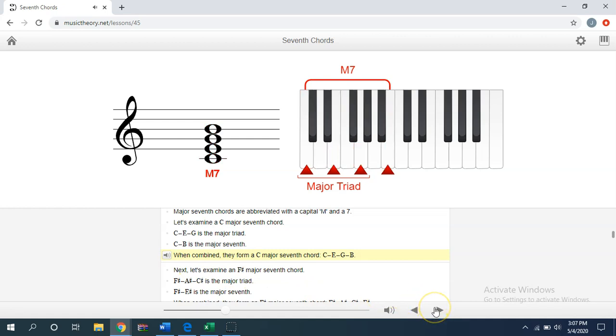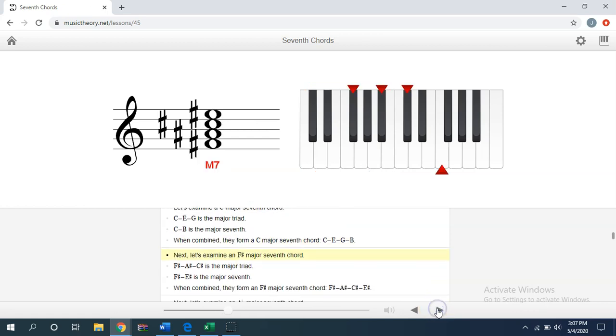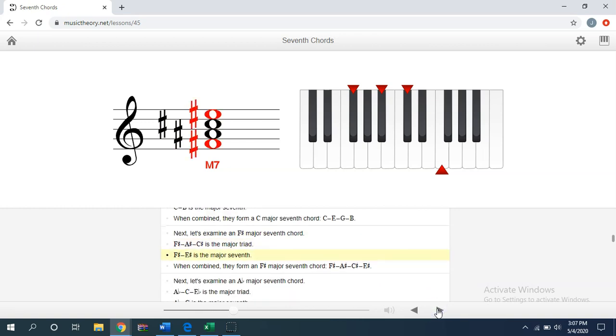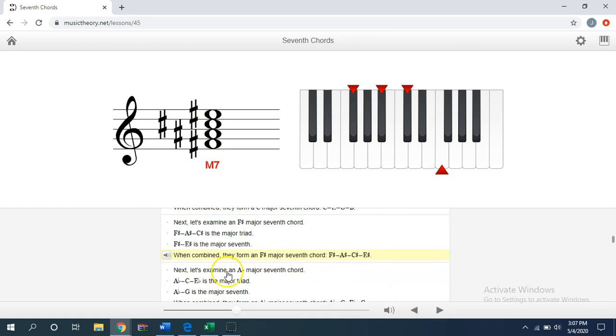A little bit different quality than the dominant 7th, right? It's an important distinction. We're going to do the same thing we just did. F sharp, A sharp, C sharp, E sharp. Major 7th chord for F sharp. We have our E sharp as the 7th. Now remember, E sharp is not technically a note. That's the exact same thing as an F. But our lowest note is an F sharp, not an F. So we have to write E sharp if we want it to all be in spaces on the staff. When combined, they make a major 7th chord with a root of F sharp.